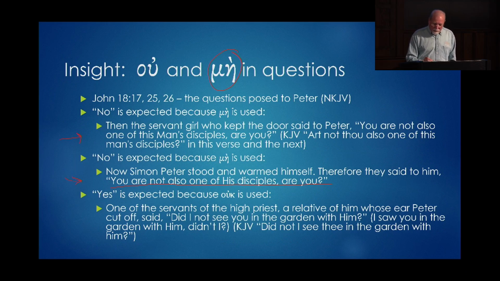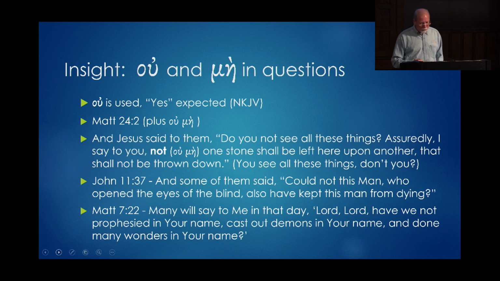Now this next one, οὐκ, is used. One of the servants of the high priest, a relative of him whose ear Peter cut off, said, did I not see you in the garden with him? Or that's probably the way most of the translations say it. But it's really saying, I saw you in the garden with him, didn't I? It's expecting a yes answer. So those are some examples of οὐ and μή used in negative questions.